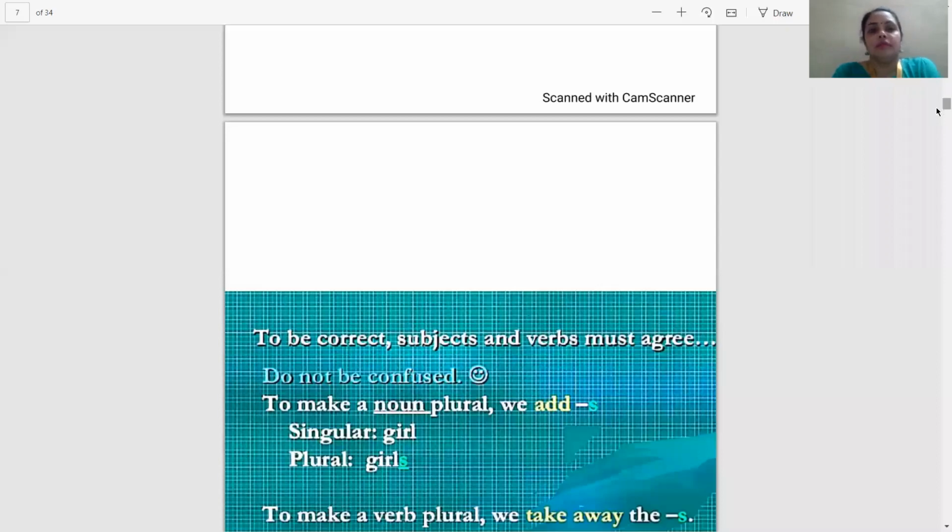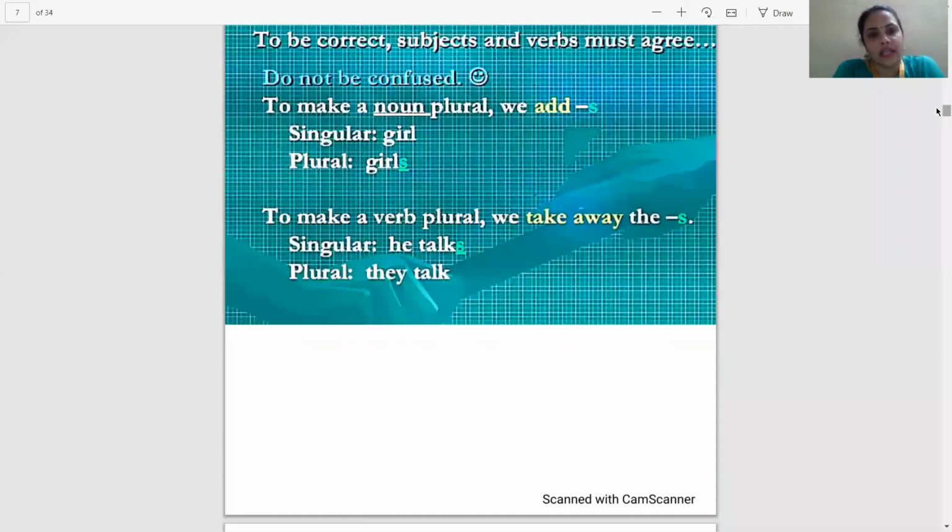Okay. To be correct, what we should do? Subjects and the verbs must agree. That is why we are reading this chapter. Now again, don't be confused. As I told you, don't be confused. Just you should understand in very normal language. It is the game of s. Where is s? In this way we change, and the whole game changes.